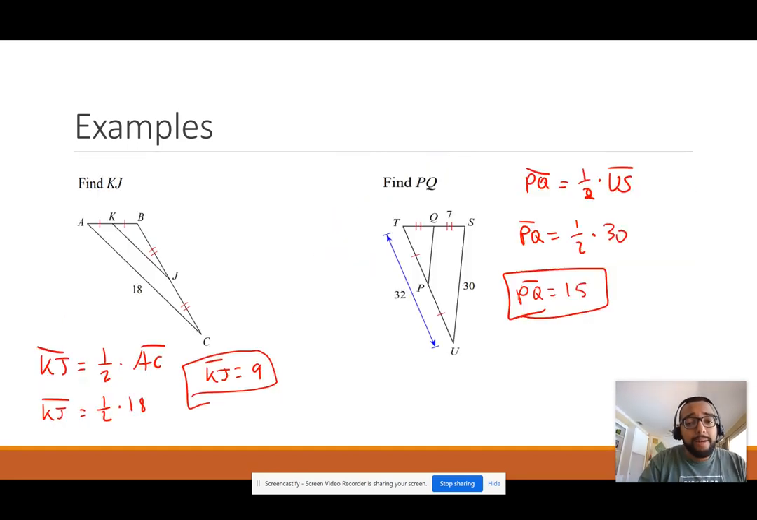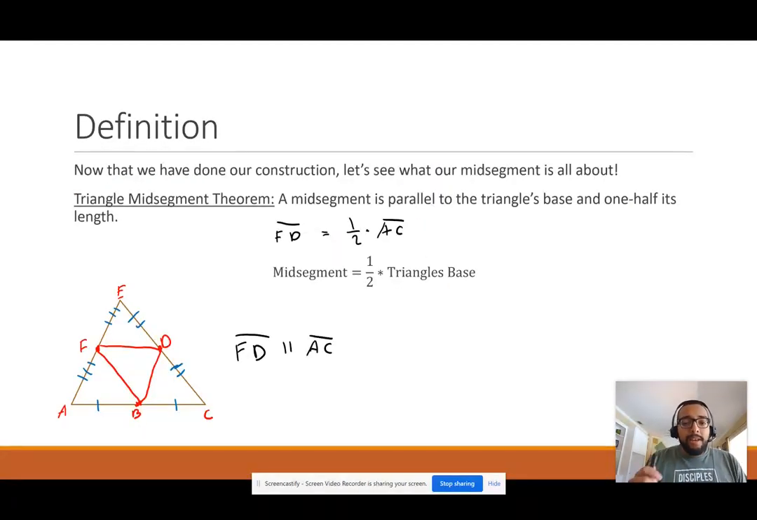Again, I'll keep repeating that. Cool. A midsegment is parallel to its base and 1/2 its length. Again, midsegment is 1/2 times the triangle's base.